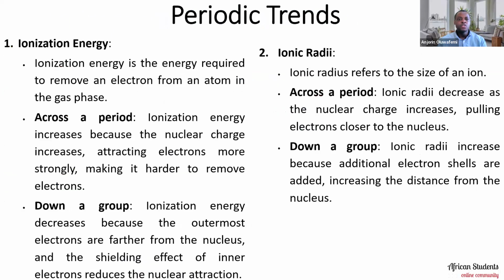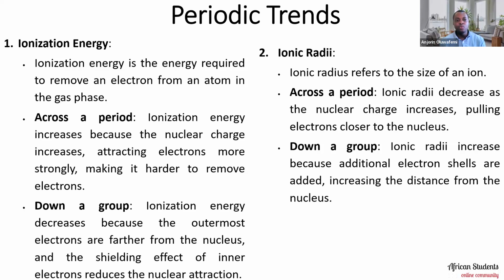All right. So the periodic trends now, there are different trends that occur on the periodic table. Basically, the ionization energy, the ionic radii, and so on. How do they trend on the periodic table? First and foremost, the ionization energy is the energy required to remove an electron from an atom in the gas phase. That's ionization energy.